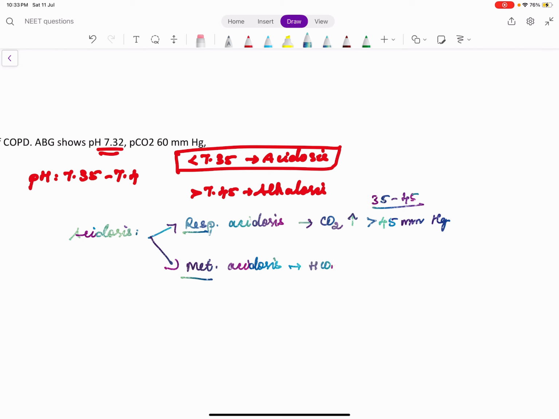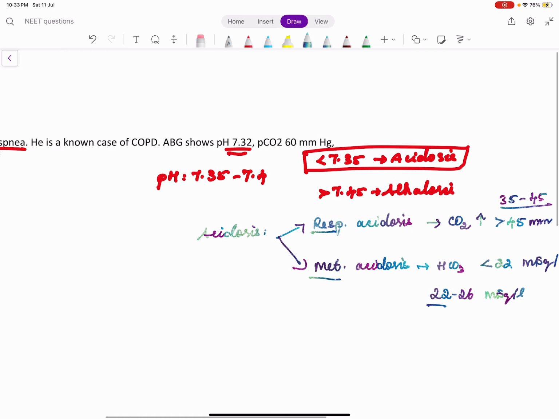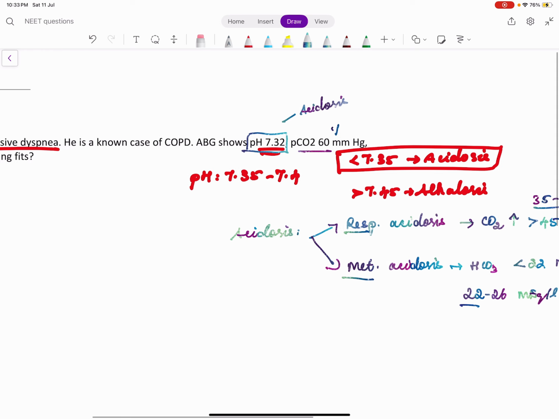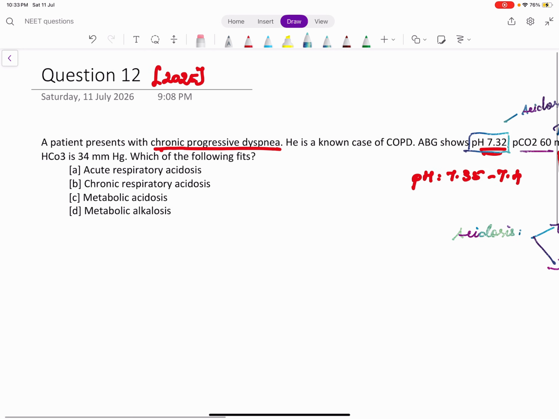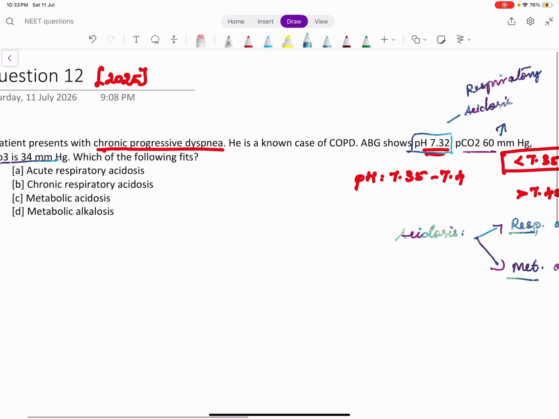The normal bicarb is 22 to 26 milliequivalents per liter. When the bicarb is less than 22, we call it metabolic acidosis. So in this case, we have pH of 7.32, which is acidosis. So we have to see whether it is respiratory or metabolic. PCO2 is high, so it could be respiratory acidosis. Bicarb is not low, so it cannot be metabolic acidosis. So definitely this is a respiratory acidosis. Right?